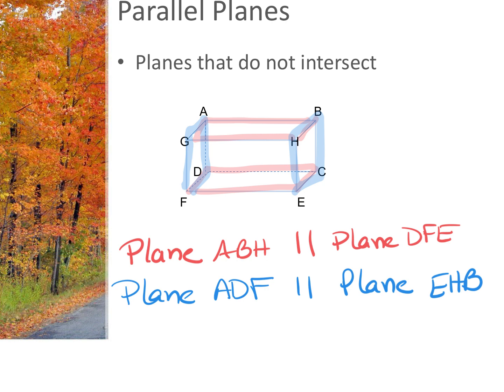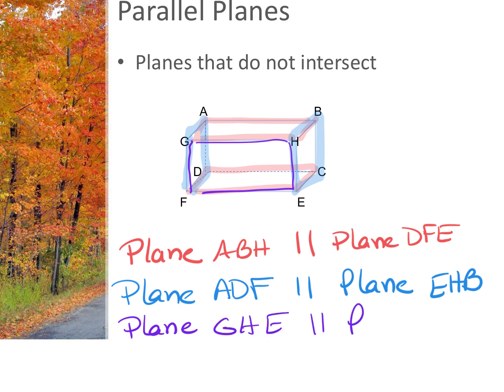Then I also have parallel planes looking at it from the front and the back. So the front would be here, and again, choose any three of the four letters. So I could say GHE is parallel to the back of it, which would be over here, ABCD. So I could say ABC. So these would be your three pairs of parallel planes going around this rectangular prism. And again, top and bottom, front and back, left and right side.